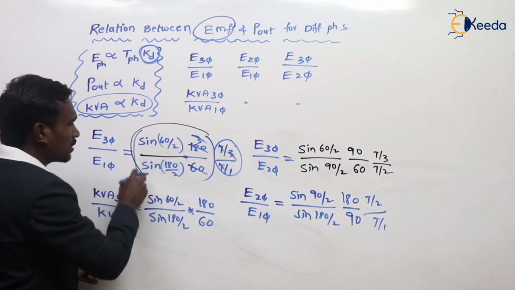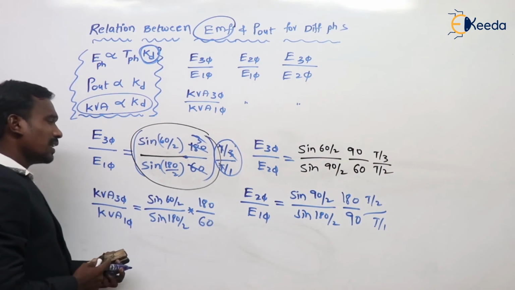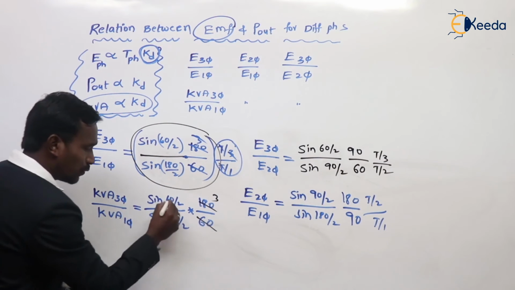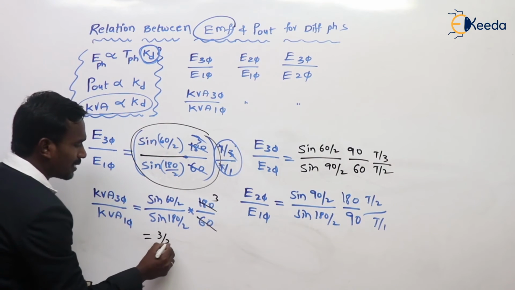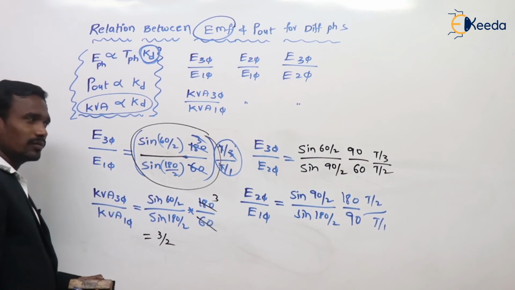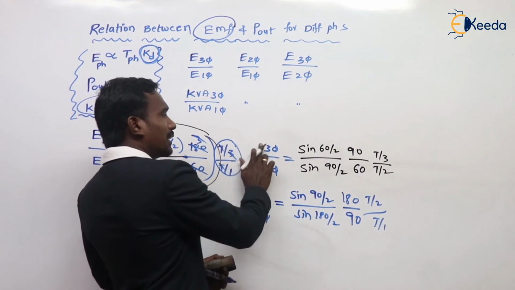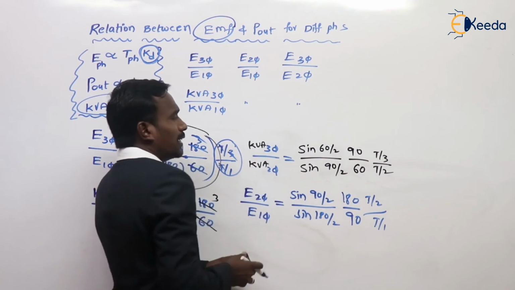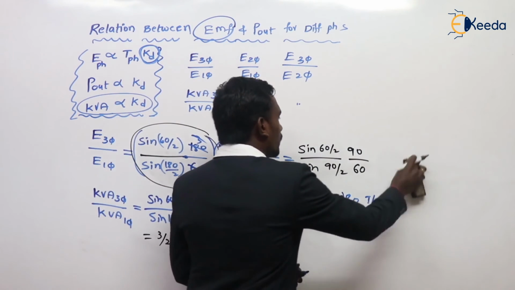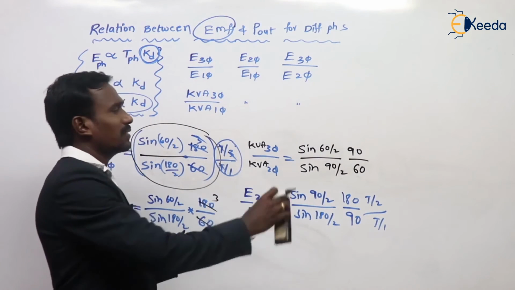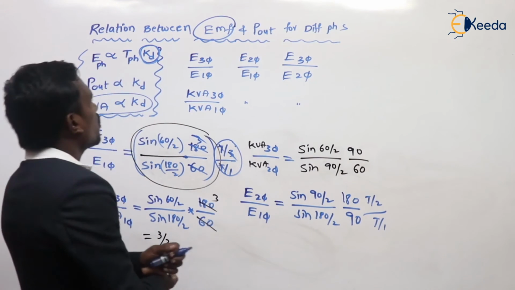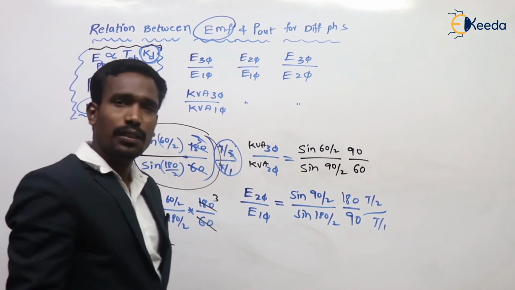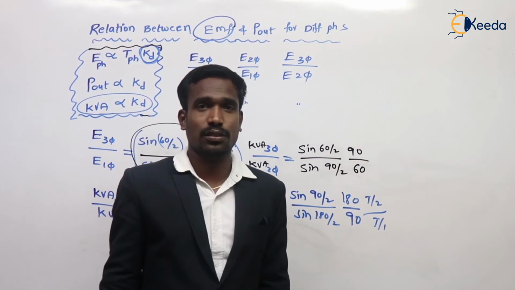Yes, only this part. So what is the answer? This is 1 sine 3 and this is 1 and this is 1 by 2. So finally the answer is 3 by 2. For example, if you want the KVA of 3-phase to the KVA of 2-phase, then only remove this one. That's it. You can get the answer directly. Very simple. But these relations are very important. They may ask you questions on these relations.